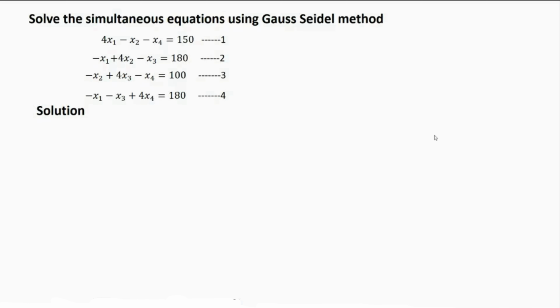So the numerical is like that. Solve the simultaneous equations using Gauss-Seidel method. So we have here 4 equations: equation 1, equation 2, equation 3, and equation 4.